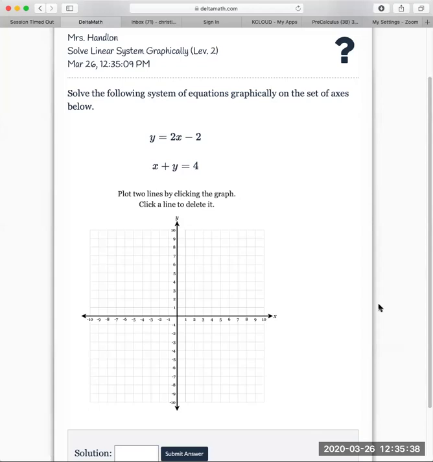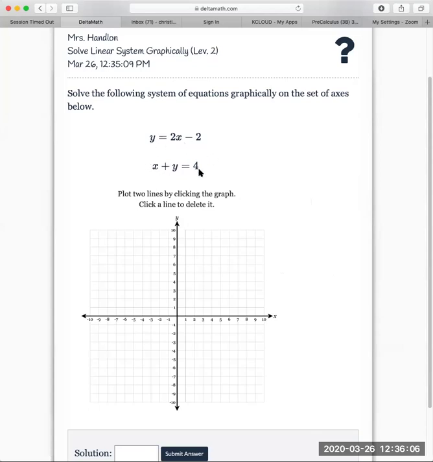All right, hello everyone. I wanted to take the time to go over one of the particular problems that you guys are going to be doing in your Delta Math, this next assignment that I just assigned today. One of the standards you're going to practice is solving linear systems of equations, but you're going to do this by doing it graphically. So I pulled up a problem from Delta Math, and here's the one we're going to do together. We're going to solve the following system of equations graphically.